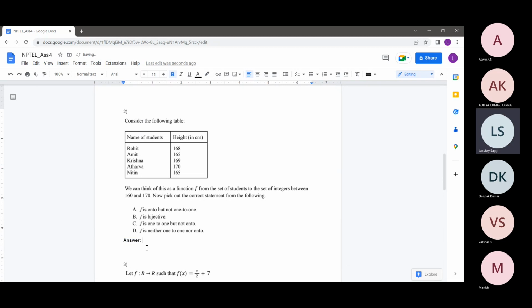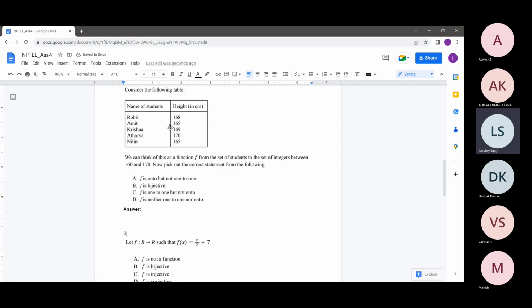So the second question is basically asking us to consider the following table. This table contains the names of 5 students and their heights, and we can think of this as a function f from the set of students to the set of integers between 160 and 170. So basically, this table can also be thought of as a function, right? A function whose domain is the set of students.